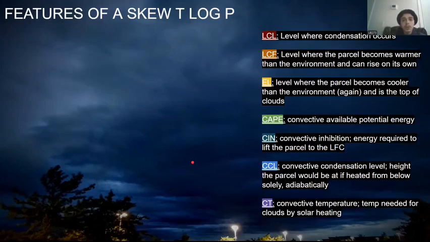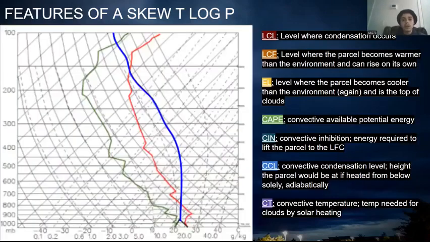But what's going to be important is identifying certain features of the skew-T log P. So the LCL we already talked about. It is right here. It is the place where condensation occurs. Now our parcel is saturated. And we're saying parcel because we're just wanting to know what will happen as we go up. We know what the environment is doing, but what will air do? And this is going to tell us a lot of things. We're going to get into this soon. So the LCL is right here.